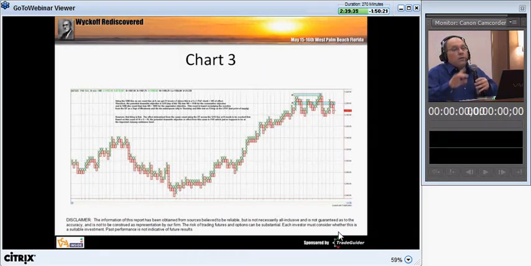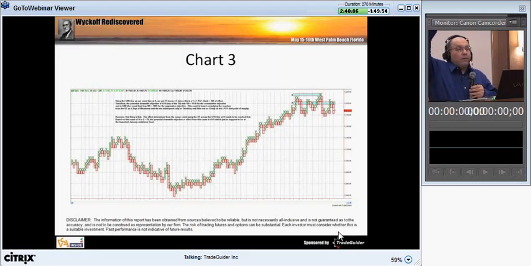Wyckoff used these things, but you see two things aren't on here: volume and time. They don't exist in point and figure charting. Some people mark it for their own, but it's not part of it. The importance of horizontal lines: the longer you go sideways, the bigger the vertical move happens.